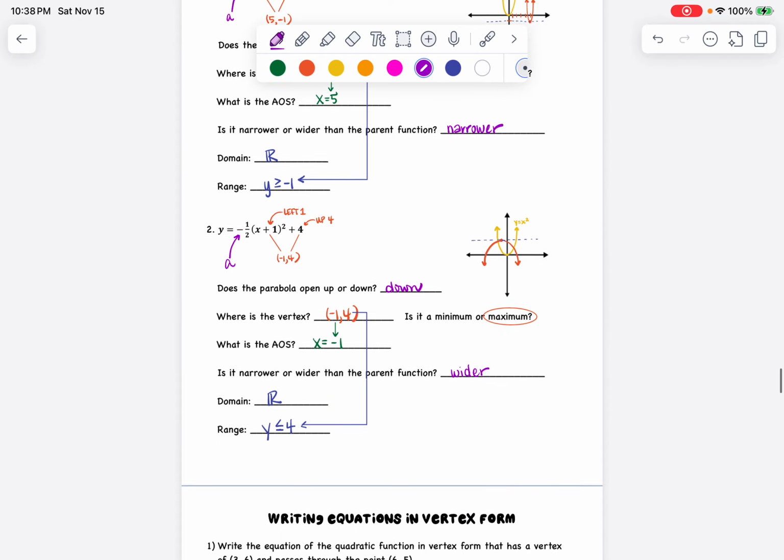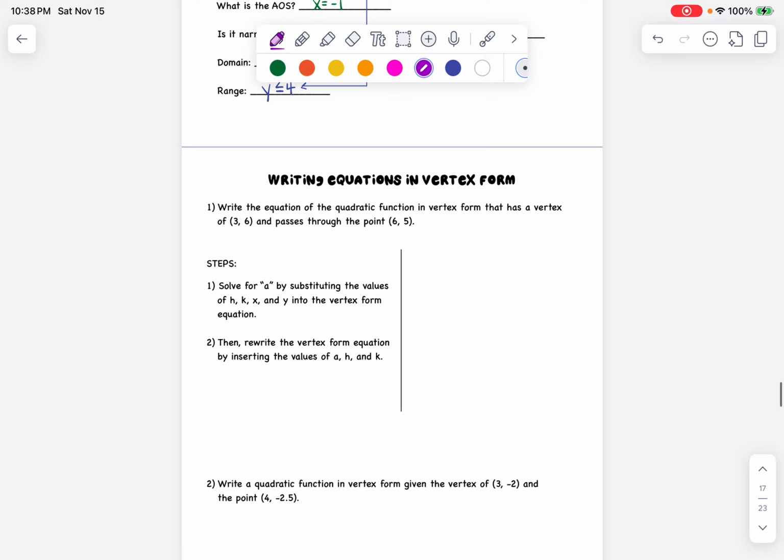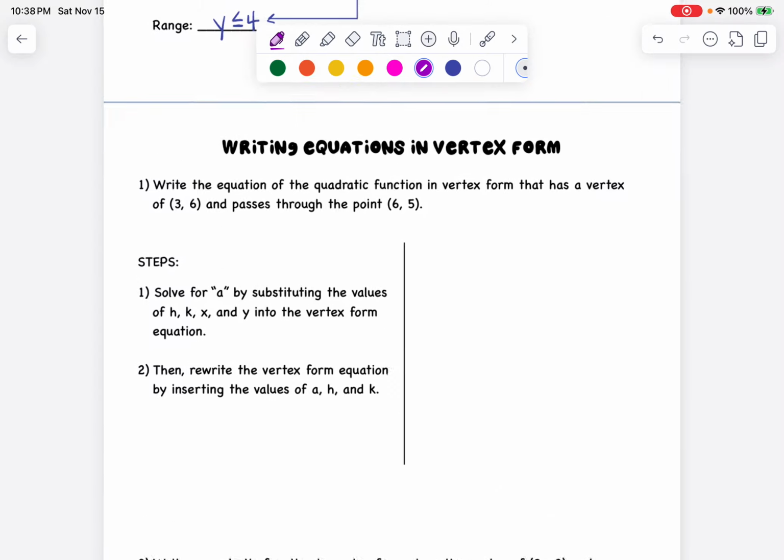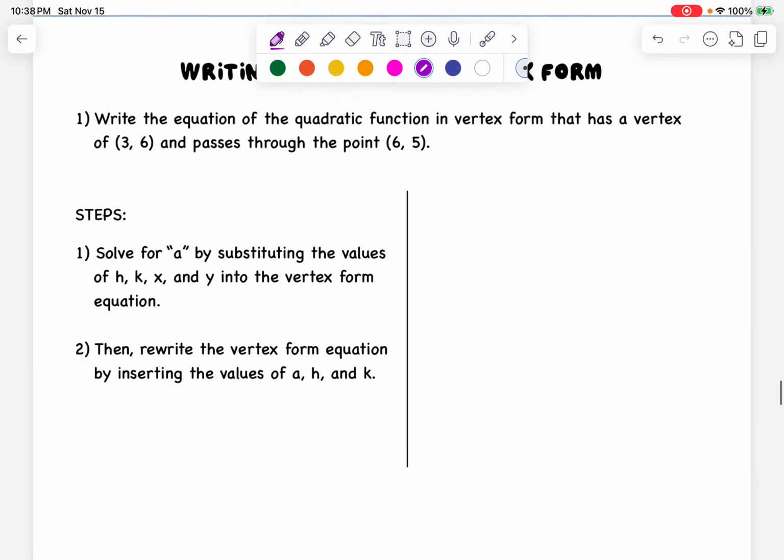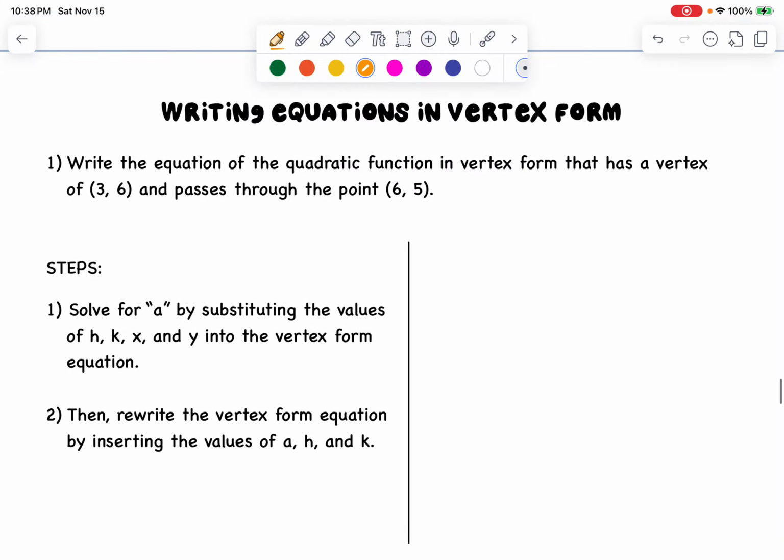All right, we're going to change it up a little bit, and we are going to write equations in vertex form, given the vertex and a point that passes through the parabola. All right, so basically, let me just underline it. So here we go. It has a vertex of 3, 6. All right, so if that's the vertex, then of course that is the h and k. So h is 3 and k is 6. Now the other thing I know is that the parabola passes through the point 6, 5.